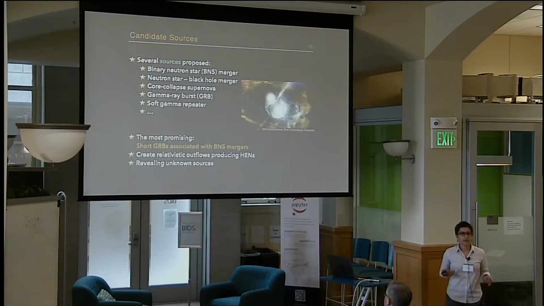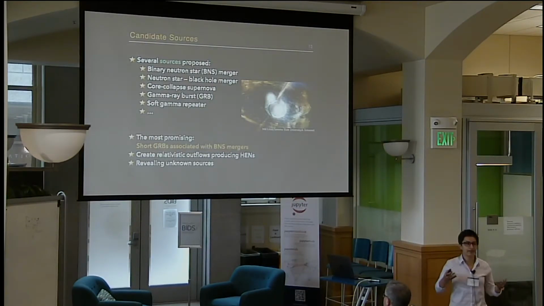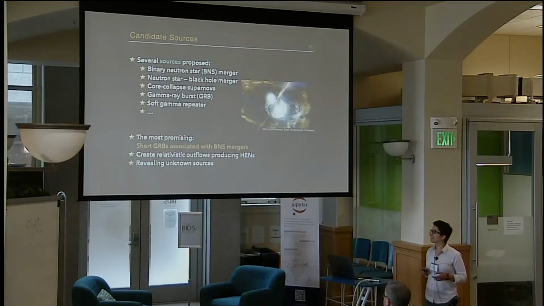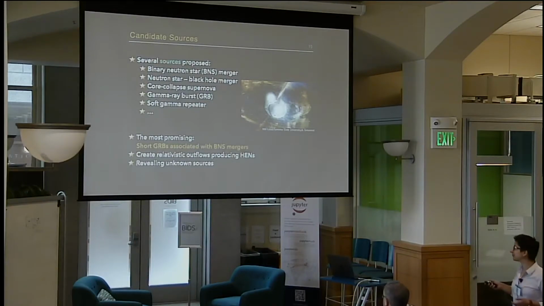The most promising of these is the short gamma ray bursts from their progenitors, binary neutron-star mergers. And we definitely need to have some relativistic outflows to be able to have hadronic interactions and produce the high-energy neutrinos. And of course, we always have to be open-minded and look for known sources, unknown sources that we would like to discover.